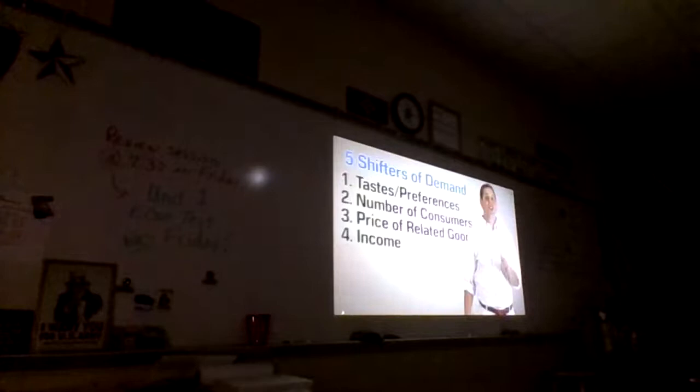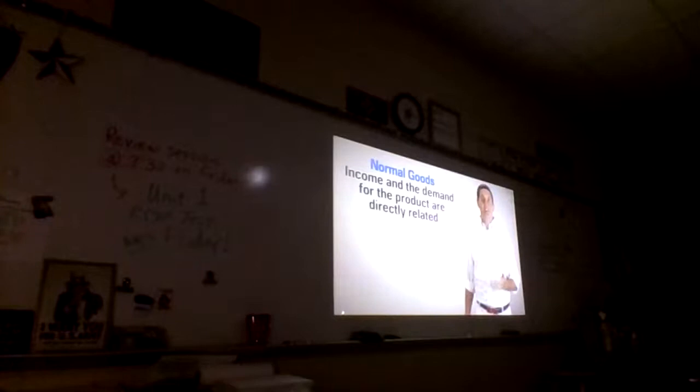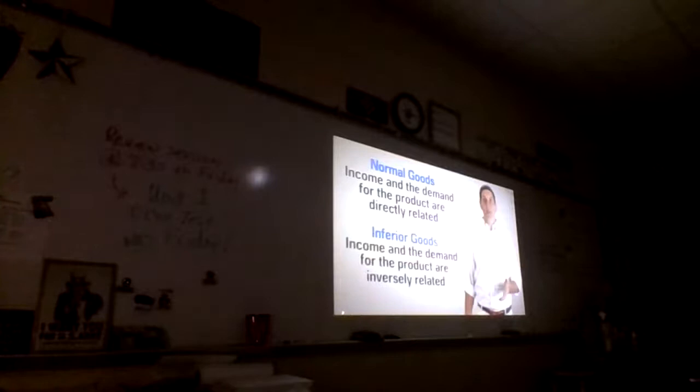Now, the next shifter is income. Income is a little tricky because it depends on the type of product. There are normal goods and inferior goods. Let's say that milk was a normal good. This means when there's an increase in income, the demand is going to increase. When there's a decrease in income, the demand is going to decrease. An inferior good is just the opposite. When there's an increase in incomes, the demand falls, and when there's a decrease in incomes, the demand will go up.